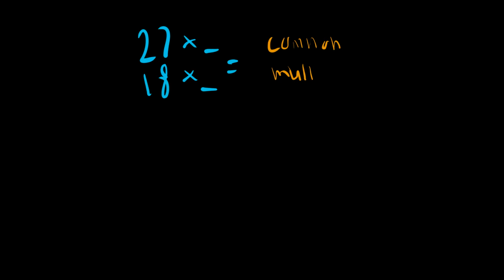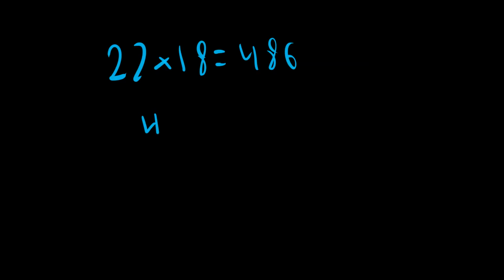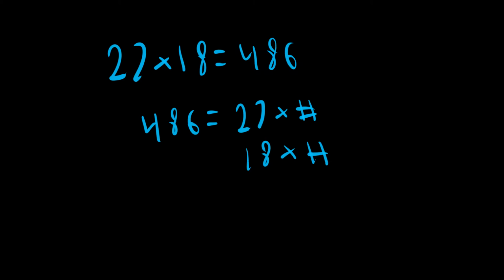Now, how do we find common multiples of the two numbers that we are trying to compare? Well, one obvious example is to take them and multiply them together. So 486 is a multiple of 27 because we multiply 27 by a whole number, and 486 is also a multiple of 18 because we multiply 18 by a whole number. However, we want to find the least common multiple possible.